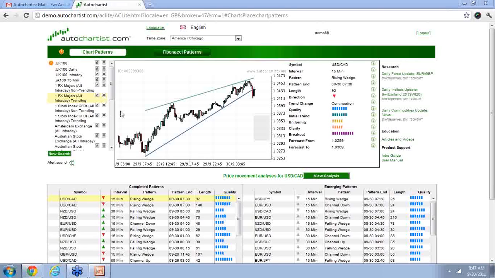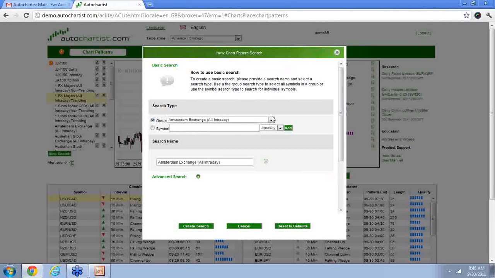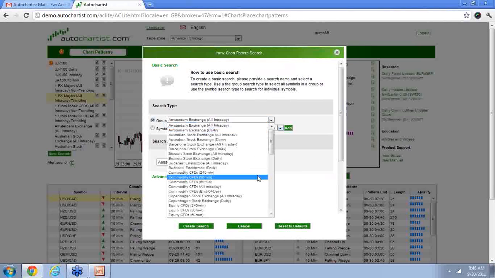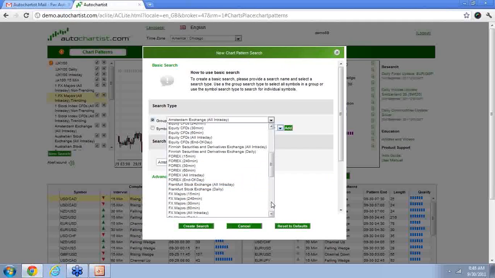Convincing triangle pattern. Okay, sure, I can do that. When you're presented with the search, you have the opportunity to go to New Search, and you can select either by a group that you want to search for. For example, you can search for commodities, you can search by exchange, you can search by different markets.